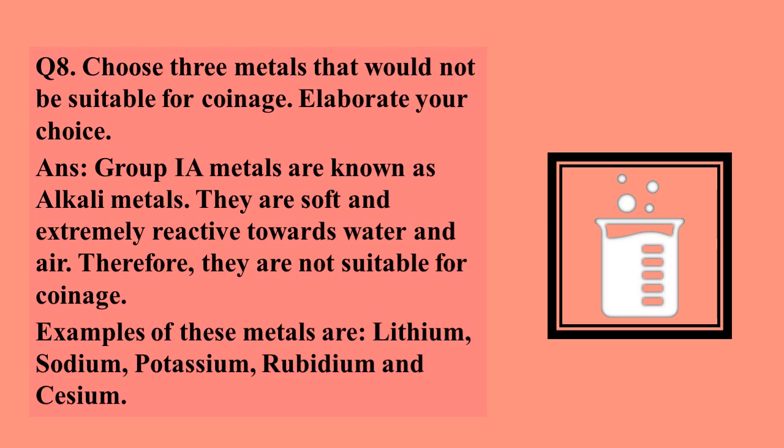Now the question number 8 from the think tank. We have to choose three metals that would not be suitable for coinage. The answer is that group 1 metals are known as alkali metals. They are soft and they are extremely reactive metals. They react extremely or vigorously with water and oxygen in the air. So because of their softness and their reactivity, they are not suitable for coinage. Means if we make the coins from these metals, they will not be hard to handle and they are reactive.